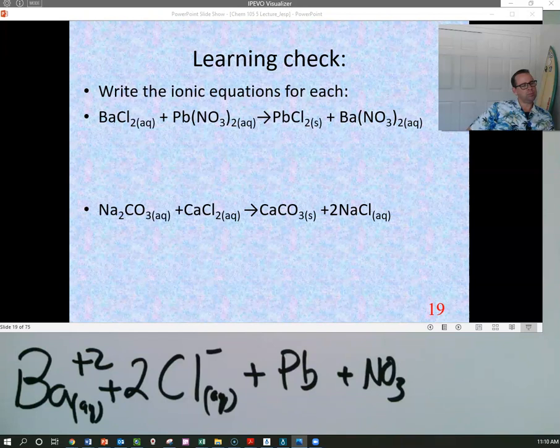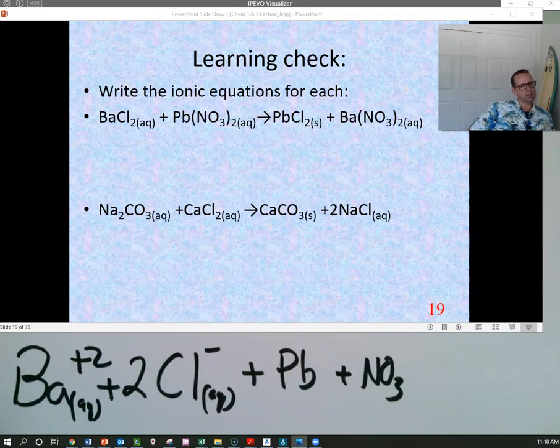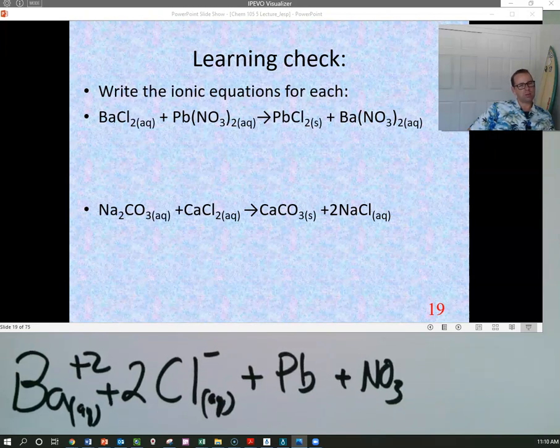Lead? No, lead is element 82. Pd is palladium. That's 46. Pb is 82. That's a good guess. But in this case, it's not right. Because we can see that, what's the charge on a nitrate? Do you remember?